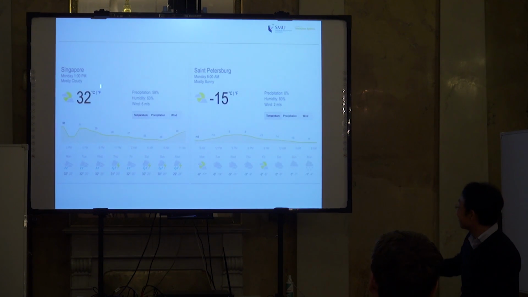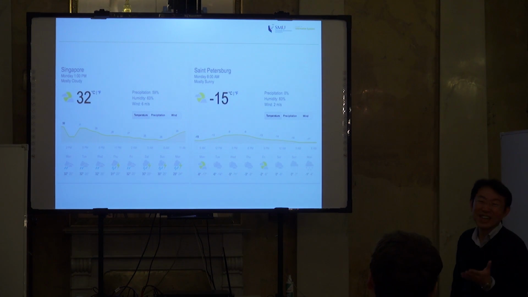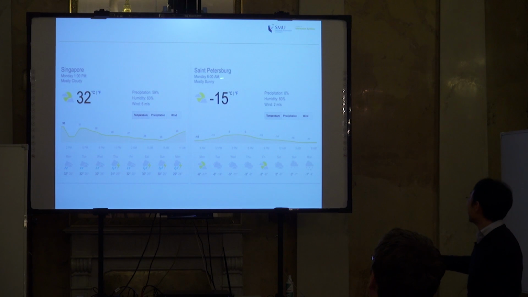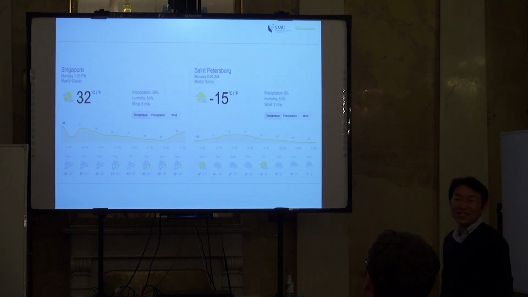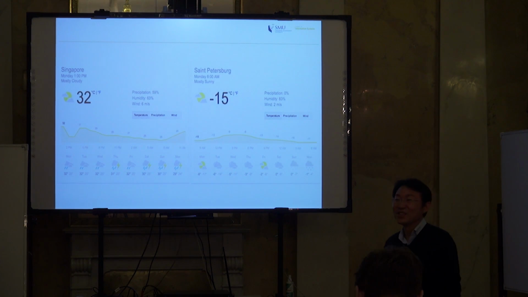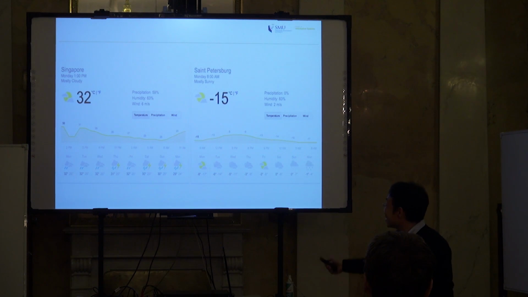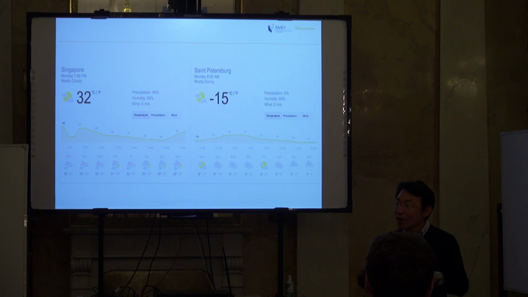This morning we are at 32. This is a plus, not minus. St. Petersburg now is about minus 15, so it's a big difference in temperature. And this temperature is not just this time of the year, it's all the time. Whether it's January, March, June, or December, it's always the same.